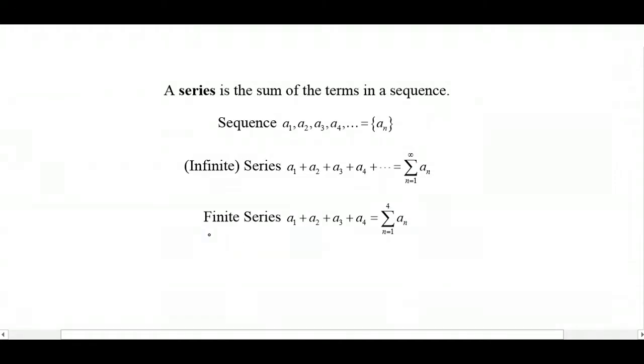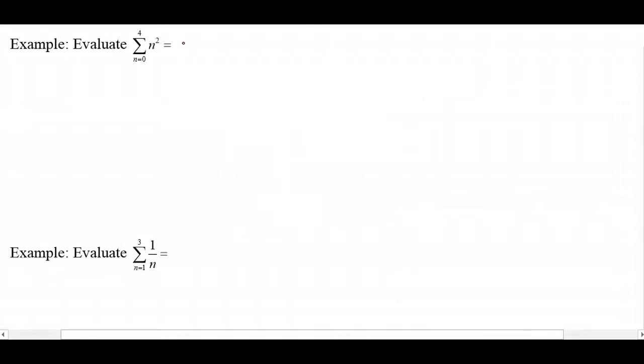So we're going to try some examples of trying to understand finite series before we get to what the main focus of our discussion is going to be, infinite series. All right, in this first example, we're going to evaluate the sum from n equals 0 to 4 of n squared. So evaluate, as in this is going to add up to be a finite number. We're only going to add a finite number of terms from 0 to 4.